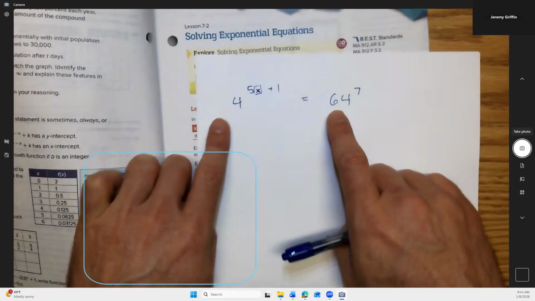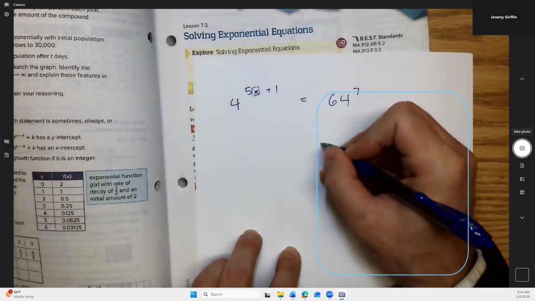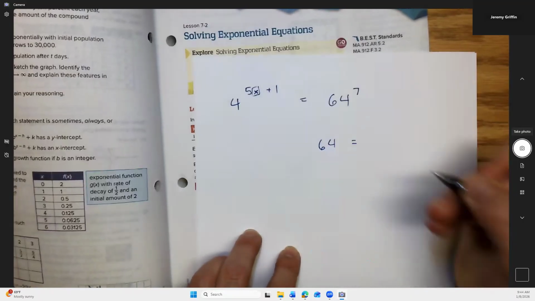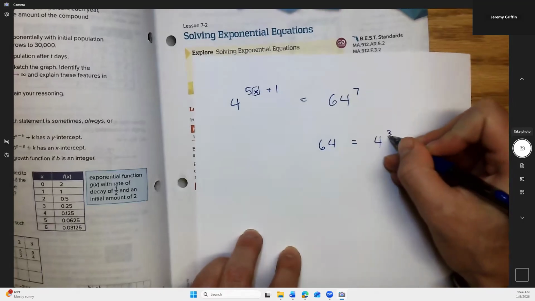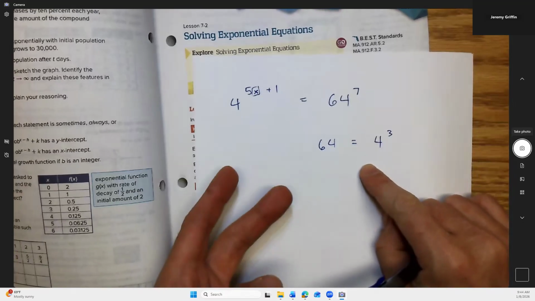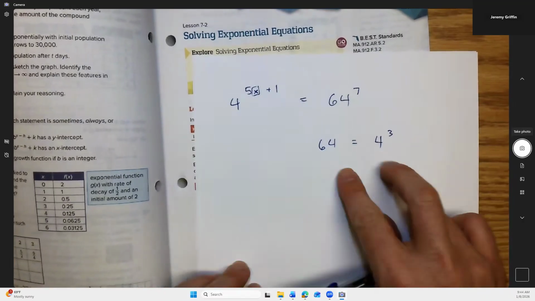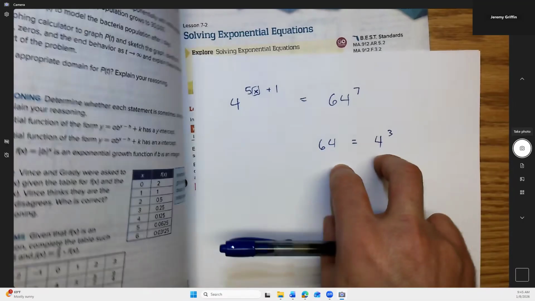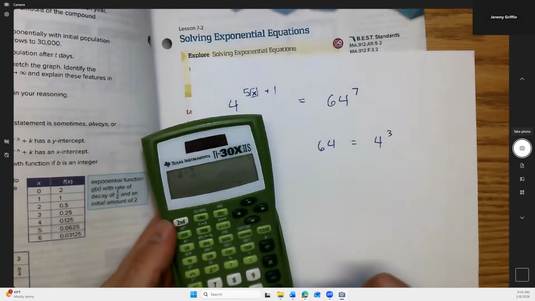But what is 64 compared to 4? Guys, is 64 4 raised to some power? What is 64 in terms of 4? Yeah, 4 to the power 3. Because I know 4 times 4 is 16, that's 4 squared, and 16 times 4 is 64. So 4 to the power 3. Of course, you could always use your calculator too, if you weren't sure. So let me show you: 4 to the power 3 is 64.